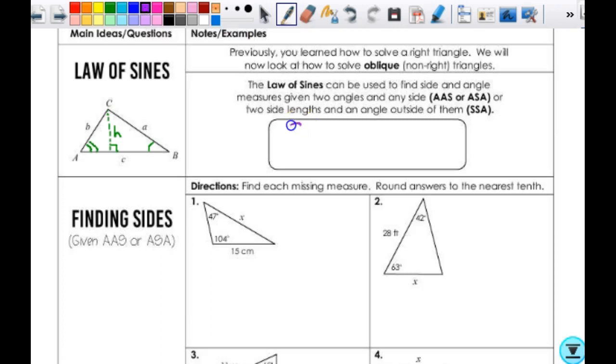It looks like this. The sine of angle A over side length a. When you label triangles, the angles are called A, B, and C. Across from those are the sides: little a is a side length across from A, little b across from B, little c across from C. So sine of A over a equals the sine of B over b, which equals the sine of C over c. And it's that easy.